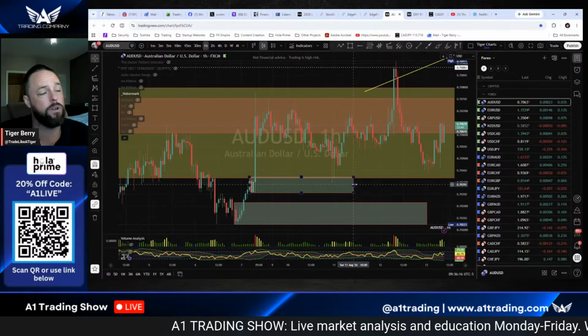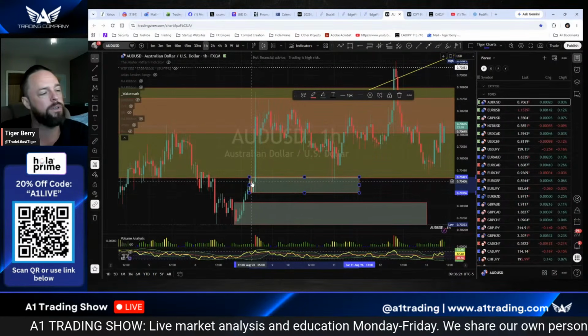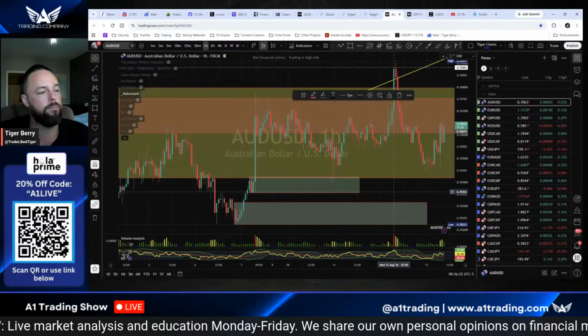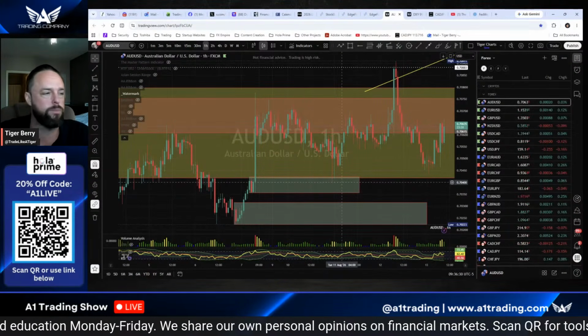That's a mitigated zone. I can't reuse that zone. I don't want to reuse that zone. Liquidity has already been taken from the zone. I want a zone's full liquidity if I'm going to put my money on that. Not after 40% of the liquidity has been swept up, right?